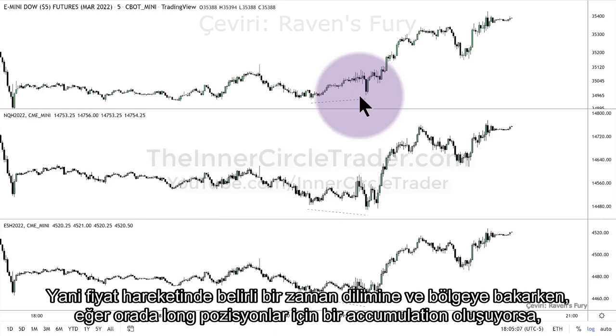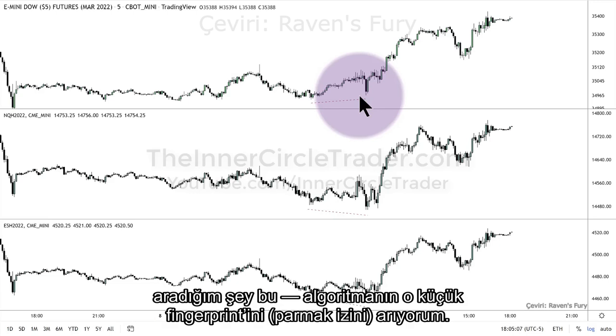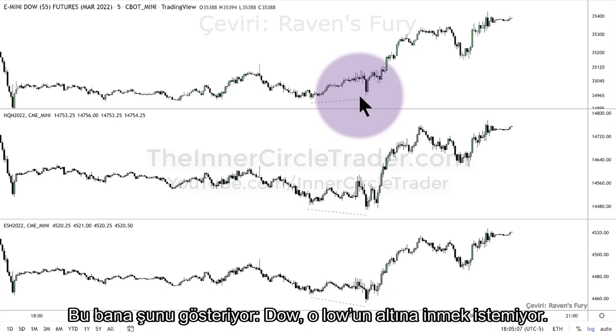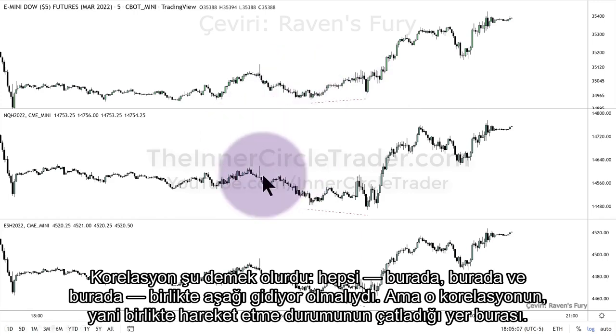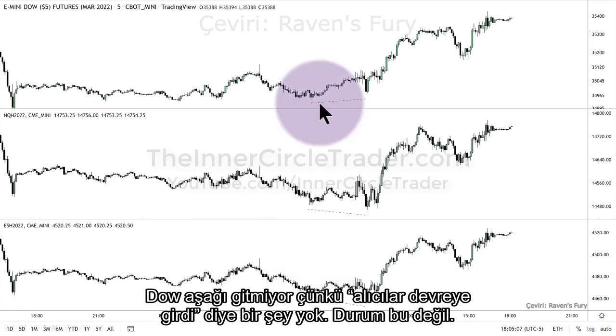And if I'm looking at a period of time and an area in price action that maybe is undergoing accumulation for long positions, this is what I'm looking for. I'm looking for that little fingerprint of the algorithm. What this is indicating is the Dow's unwilling to go lower than that low. That tips off individuals that are looking for cracks in correlation. Okay, correlation would be they are moving lower here, here, and here. But that correlation where they move in tandem together cracks here.